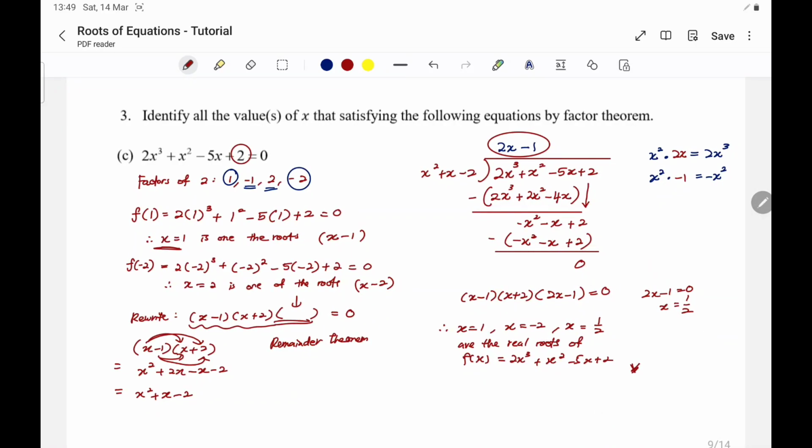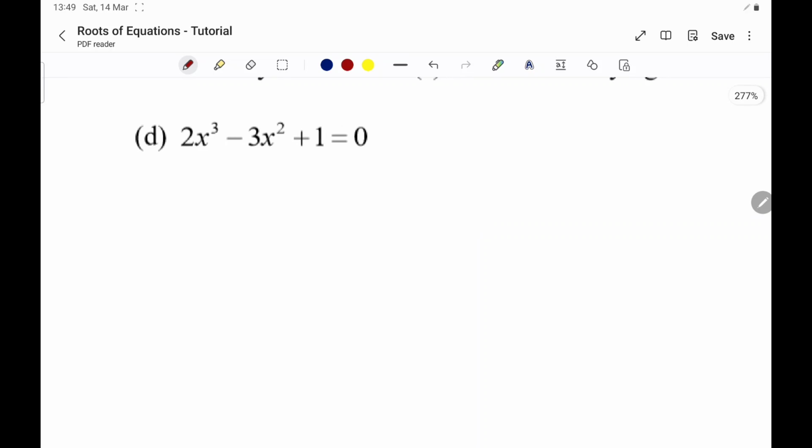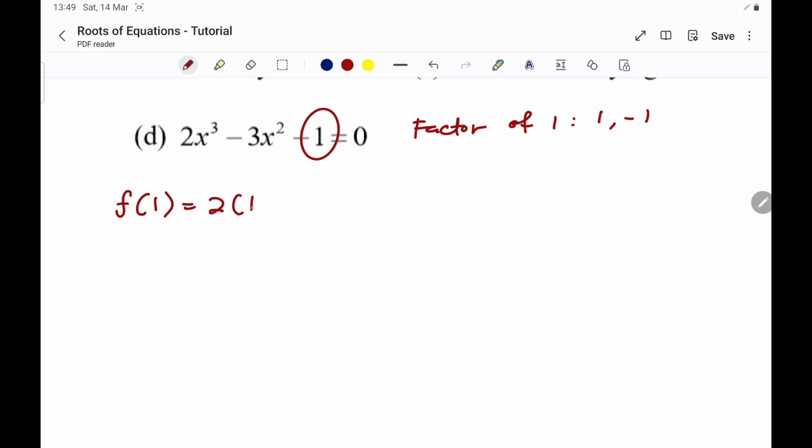So now we proceed to the next question, question D. Also similar, because we still have to use the factor theorem. Right now we have to list down the factors of 1 that we have here, which should be 1 and negative 1. So you substitute, trial and error. When x is equal to 1, what is the value of f(1)? So you substitute inside.